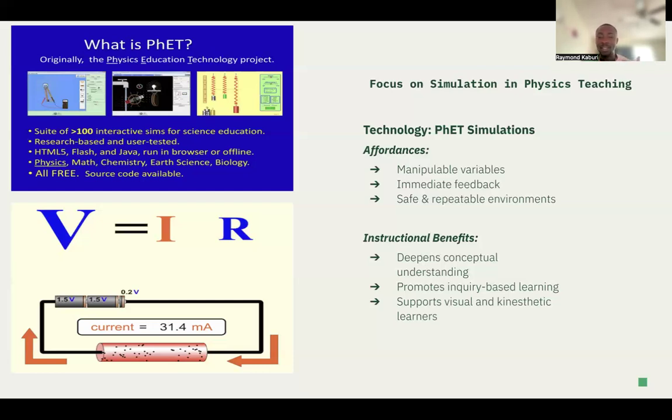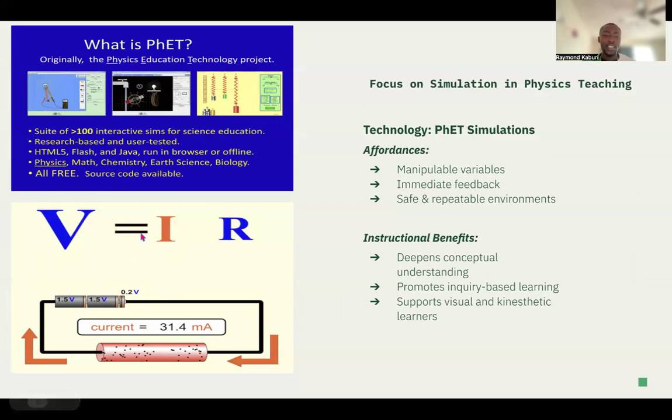And the instructional benefits are that it deepens conceptual understanding, not just abstract but conceptual understanding. Also, it promotes inquiry-based learning. And the last thing is that it supports visual and kinesthetic learning. So it cuts across different kinds of learners, because our classroom will have different kinds of learners. And if we have a technology that is able to cover all the kinds of learners, then it is worth using. For example, we see here V = IR, which is basically Ohm's law.